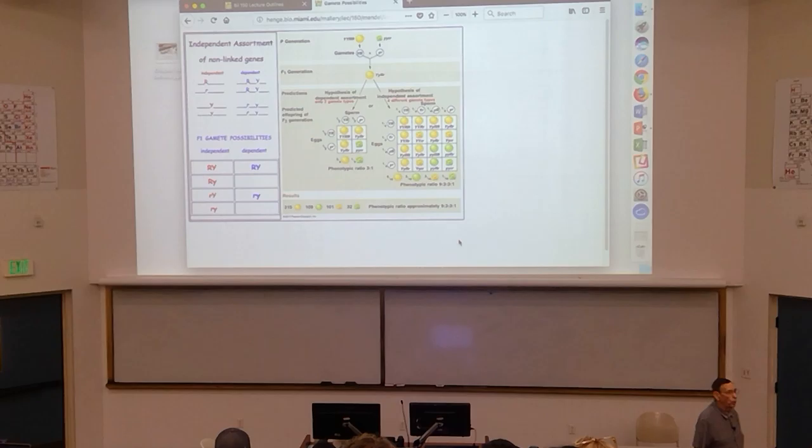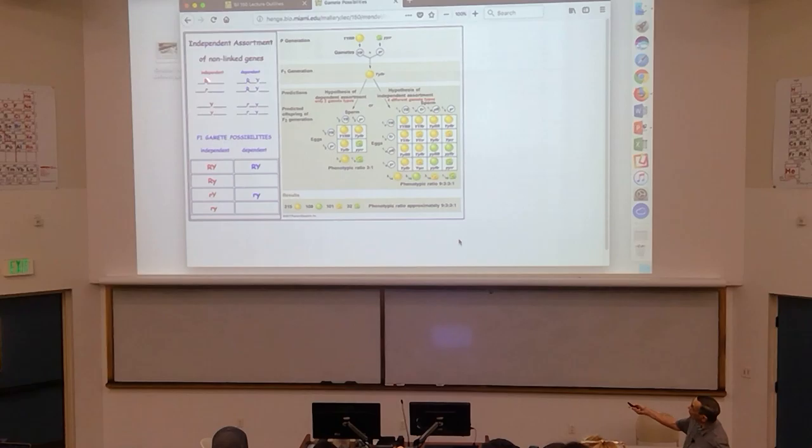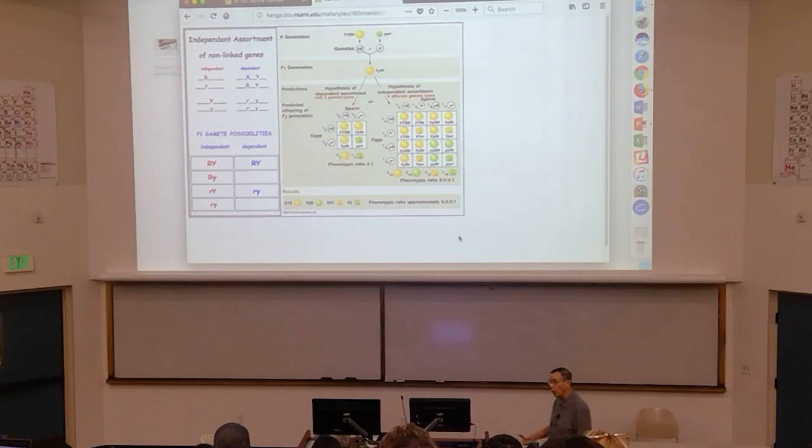Now, when you make the gametes, and the gametes are going to recombine, what are you going to do? Well, the big R is going to combine with the big Y, the big R is going to combine with the little y, the little r is going to combine with the big Y, and the little r is going to combine with the little y, and you're going to end up with four different gamete types of those two alleles. Okay?